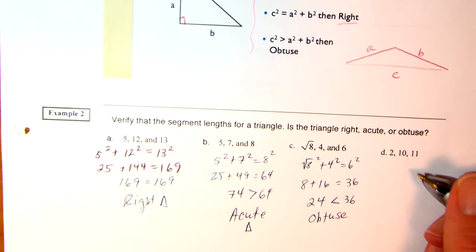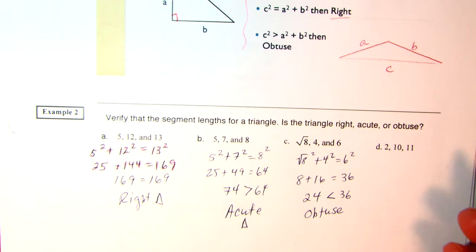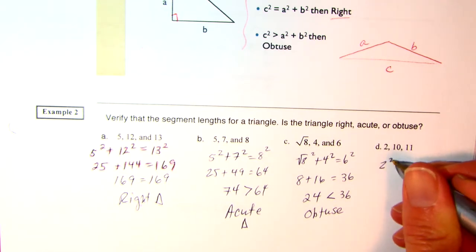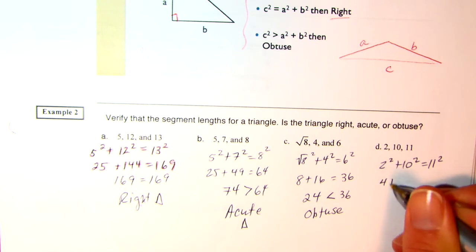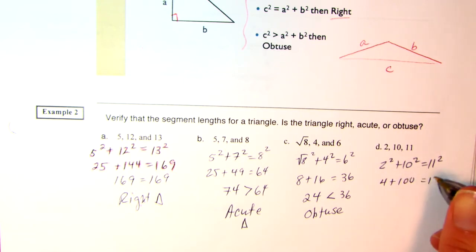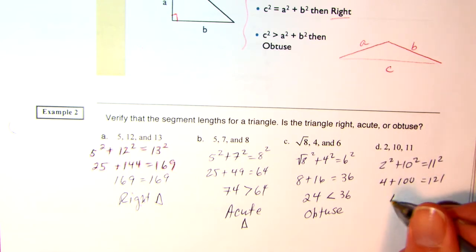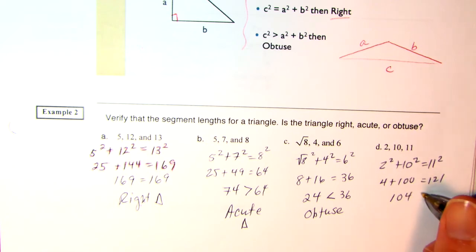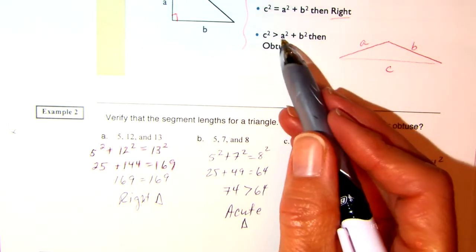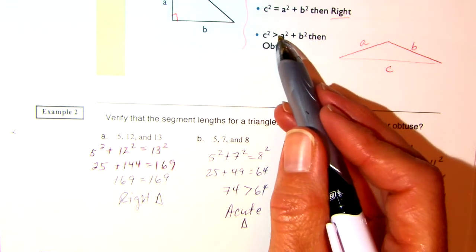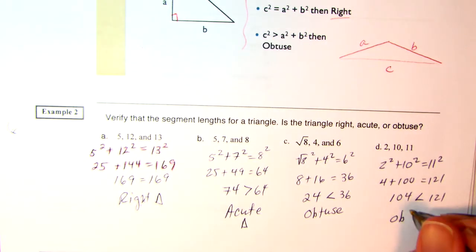And last but not least, I know I have one of each, but what do you think it's going to be? 2 squared plus 10 squared compared to 11 squared. 4 plus 100, does that equal 121? I have 104, which is less than 121. Remember, if a squared plus b squared is less than c squared, the point is towards it, this will be obtuse.